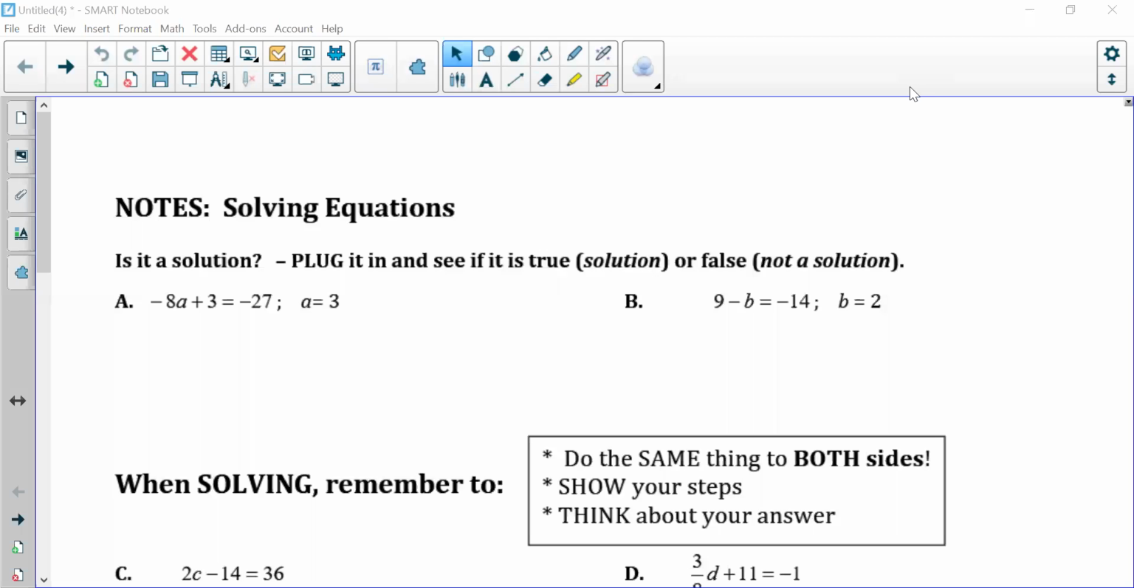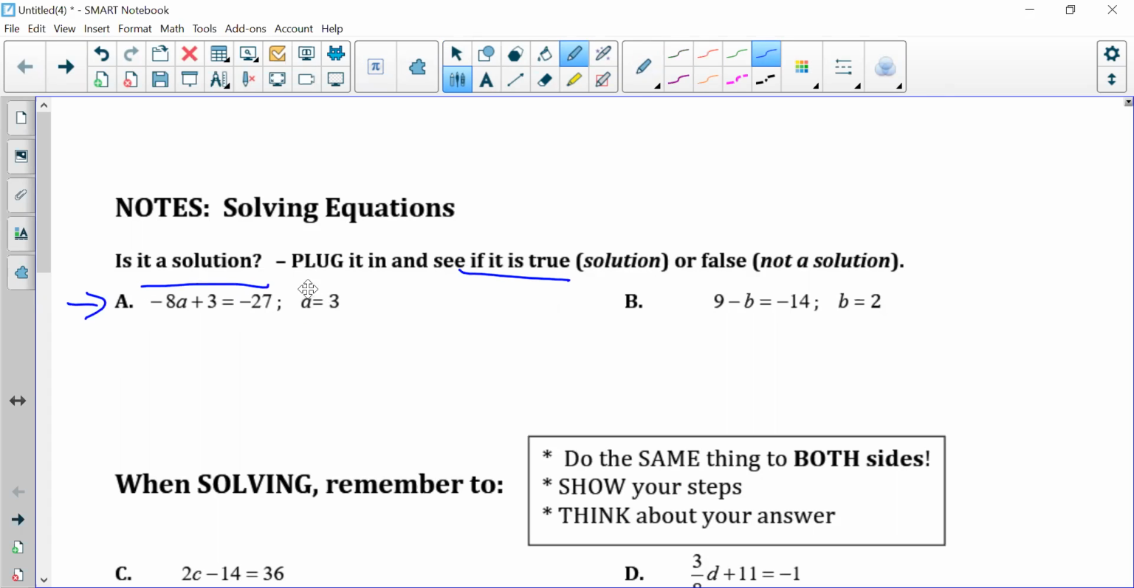All right, so today's notes are about solving equations. The first thing we're going to do is actually check and see if we have a true equation or a false equation. We're going to check our solution to see if it is true. What this means for our first one is, in this equation, everywhere we see A, we're going to plug in 3, and evaluate it and see if it actually is true.